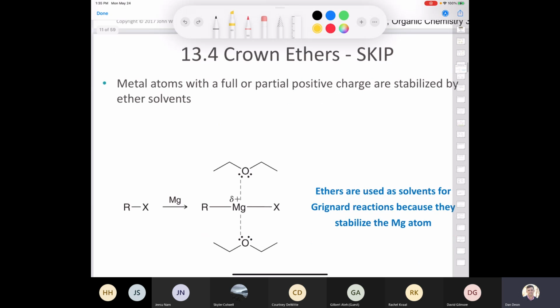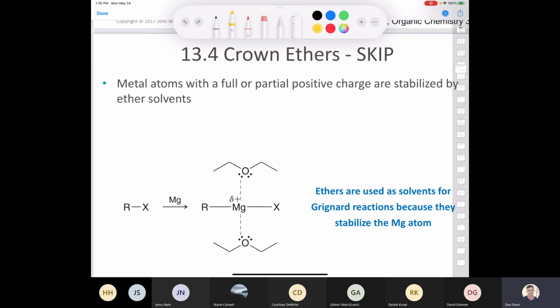So the whole section about crown ethers is a section that we skip. Again, whenever I skip a section in Organic Chemistry 1 or Organic Chemistry 2, it's because it's content that's covered in our textbook, but it's not going to be covered on an ACS final. Probably won't show up on something like an MCAT or a PCAT either. However, if you have an inquiring mind, I would recommend reading it.